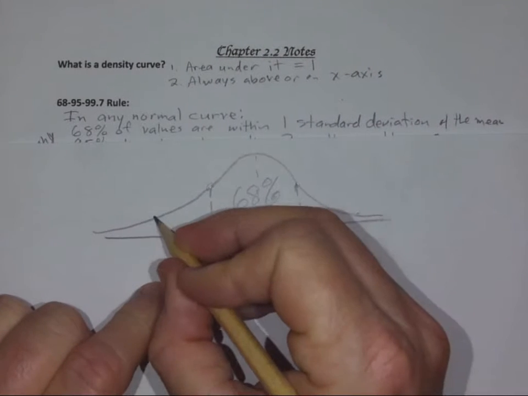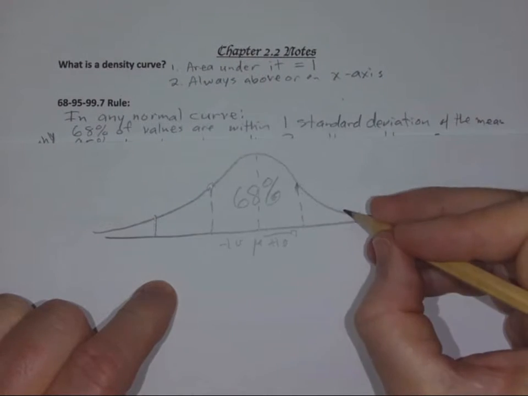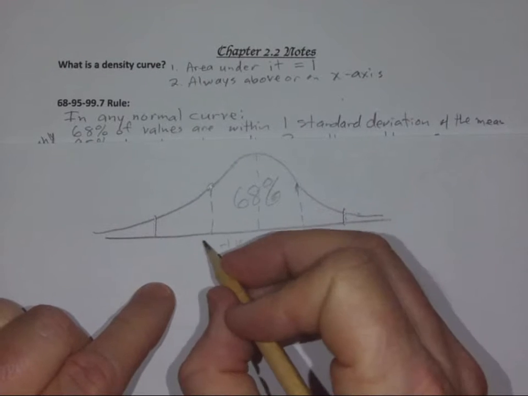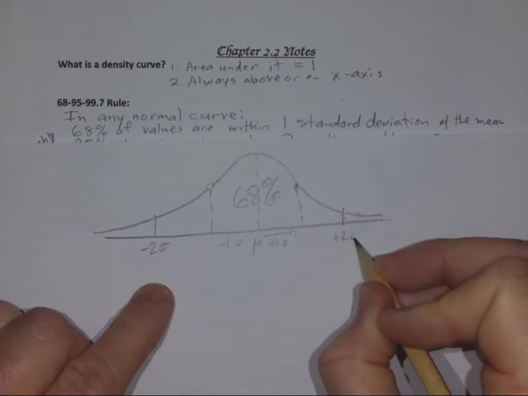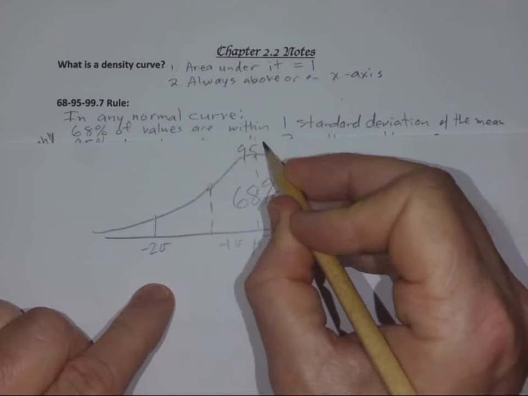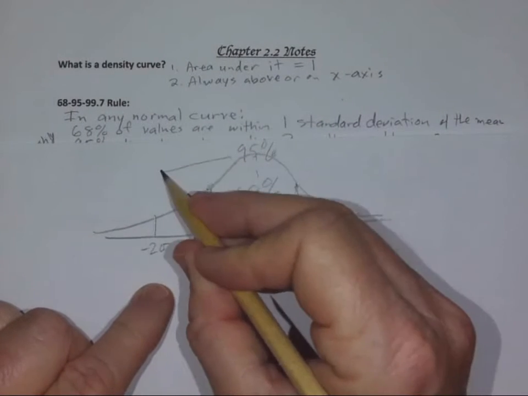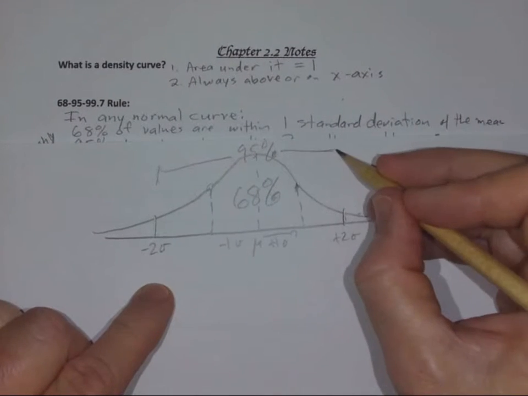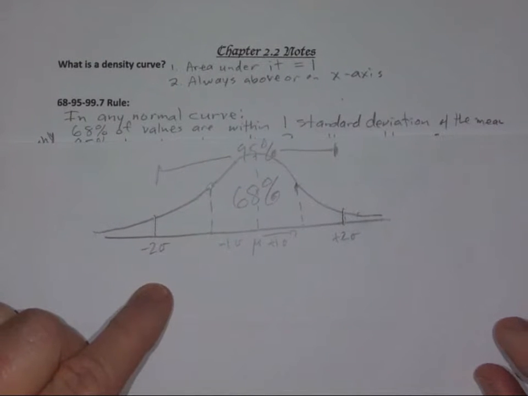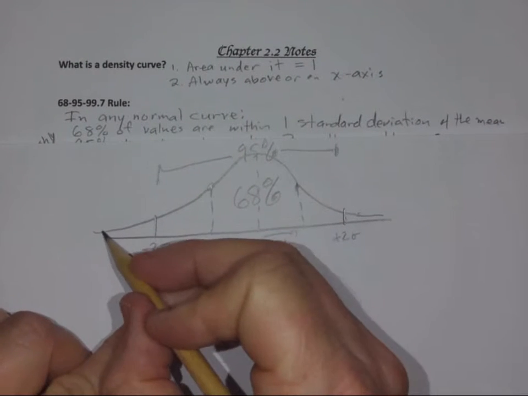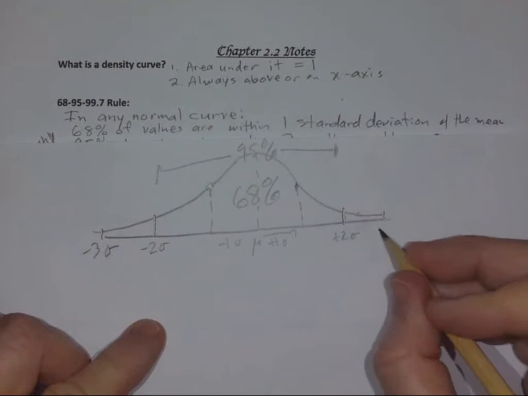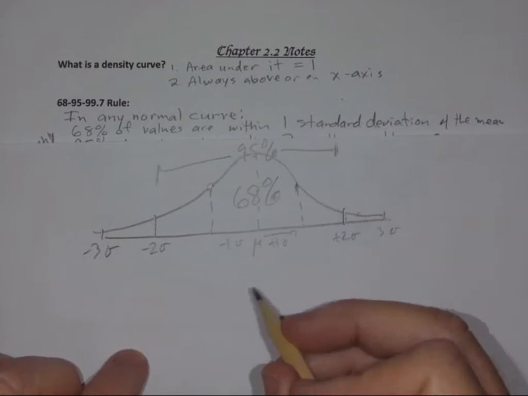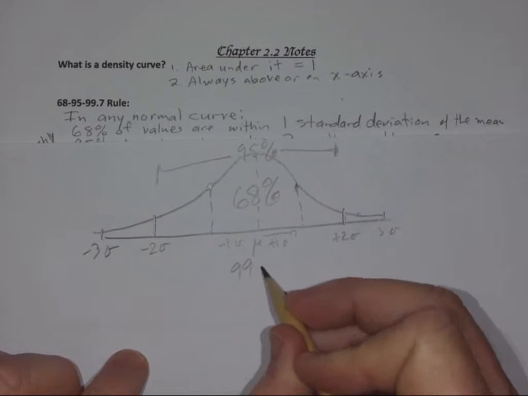Then if you go out 2 standard deviations to about right there and about right there, so this would be minus 2 sigma, and this would be plus 2 sigma, 95% of the values are going to be within 2 standard deviations. So this only applies in essence to what we call a normal model. And then lastly, if we go out 3 standard deviations, we've encompassed just about everything. It's 99.7% of the curve.